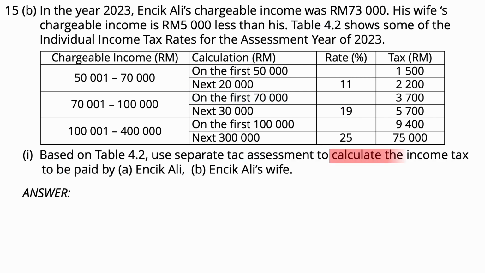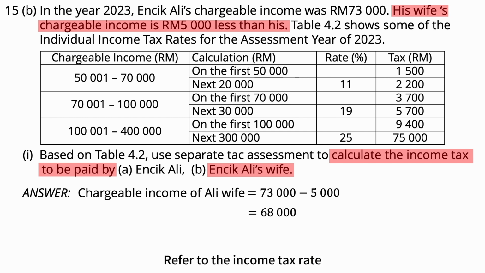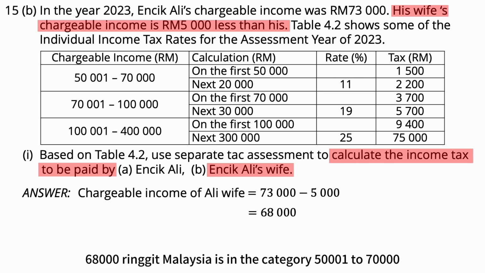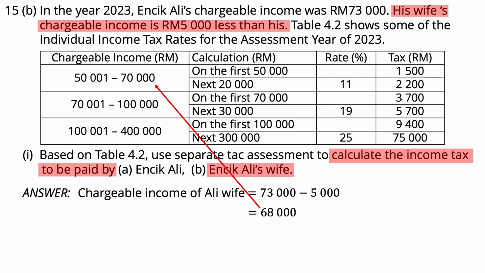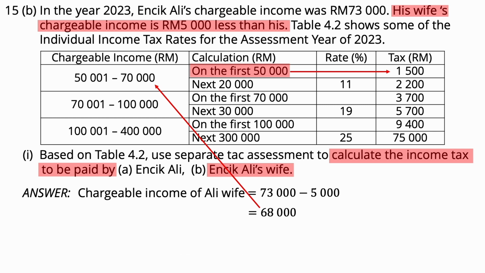1. B. Calculate the income tax to be paid by Inequality's wife. Ali's wife's chargeable income is RM 5,000 less than Ali. Therefore, the chargeable income of Ali's wife is 73,000 minus 5,000 equals 68,000. Refer to the income tax rate. The chargeable income, 68,000 ringgit Malaysia, is in the category 50,001 to 70,000. Base tax is the tax on the first 50,000 of the chargeable income. 1,500 to be charged for the first 50,000.